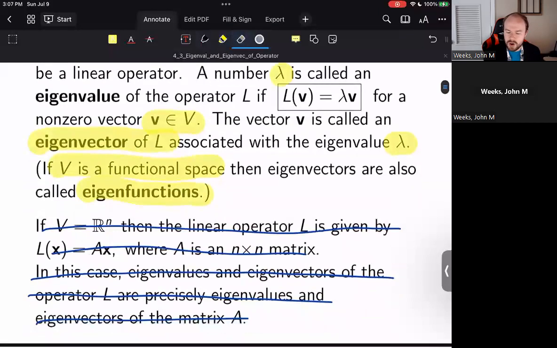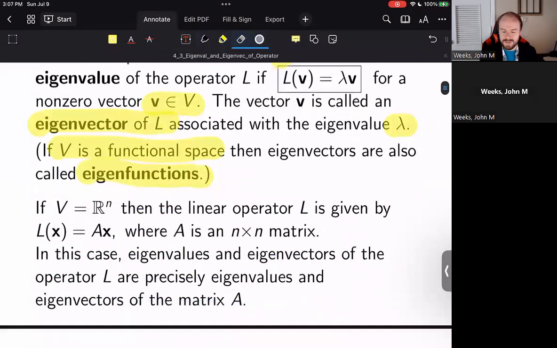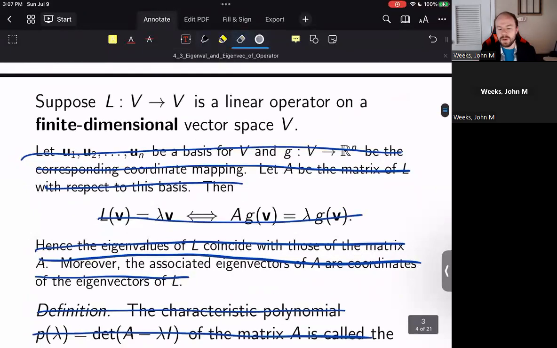Now, if V is Rn, then we can write all of these linear mappings from Rn to itself in terms of multiplication by an n by n matrix, in which case eigenvalues and eigenvectors are exactly what we had before. They are the eigenvalues and eigenvectors of the matrix A. So let's suppose, first things first, that we have a linear operator on a finite dimensional vector space. Let's talk about what we would do here.